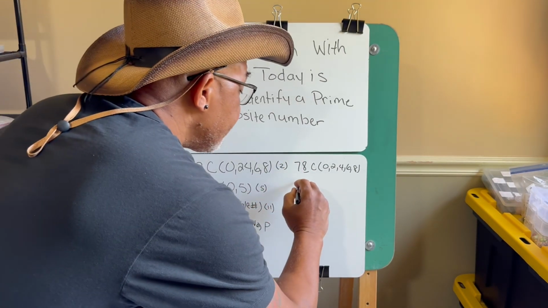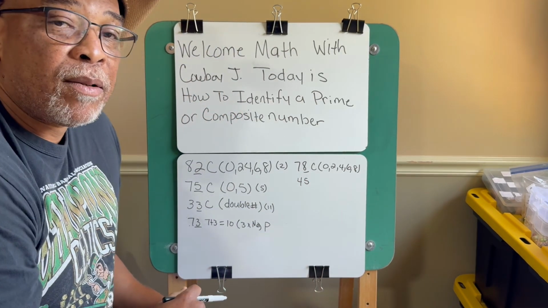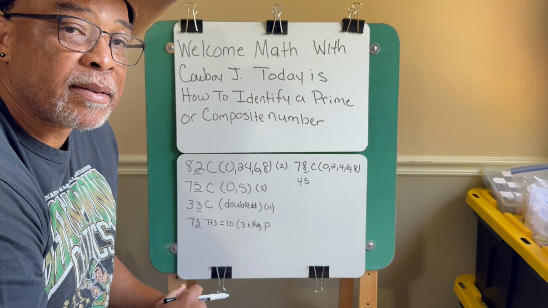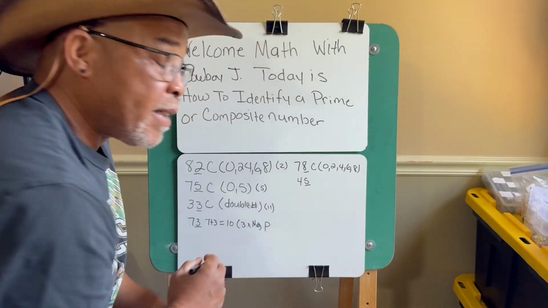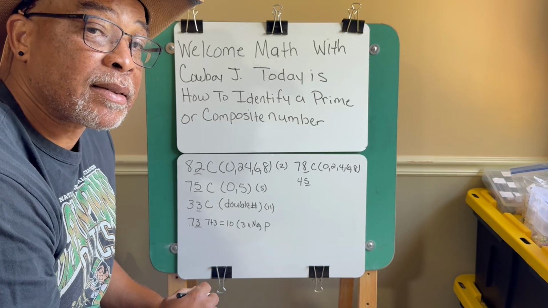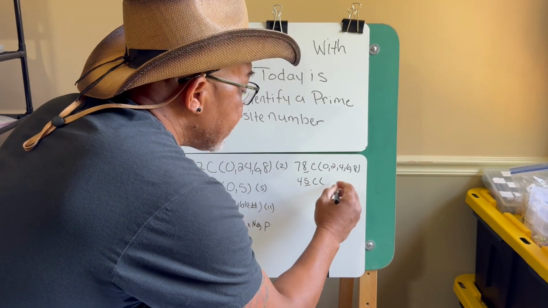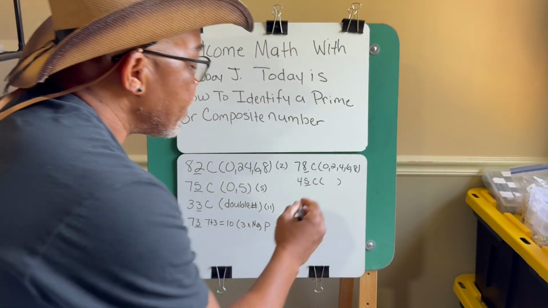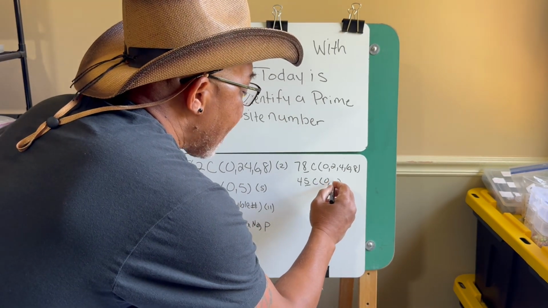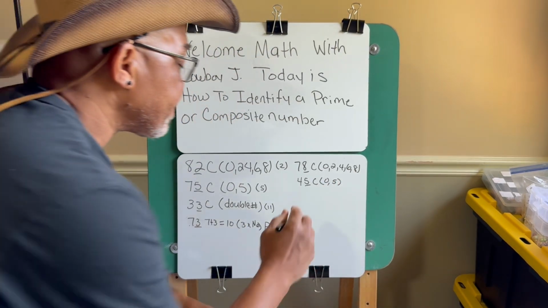Great job. What about this one? 45. What number do I underline? That is correct. The 5, because it's in the ones place. Is it a prime or a composite? That is correct. It is a composite. Can anybody tell me why? If you said 0 and 5 both share 5 to stay alive, you are correct.